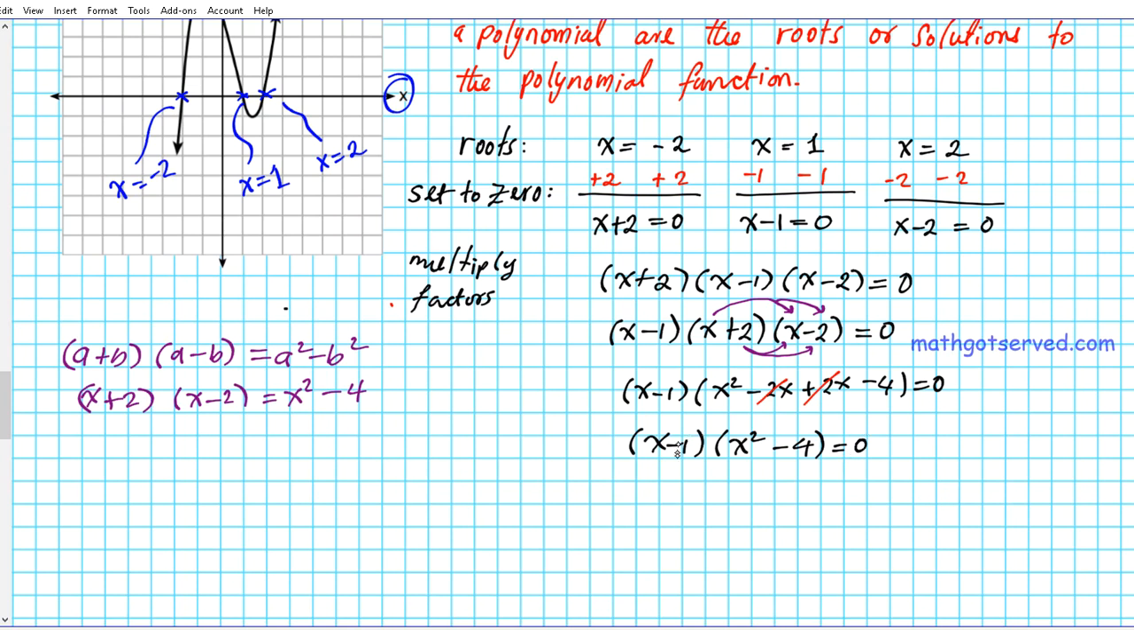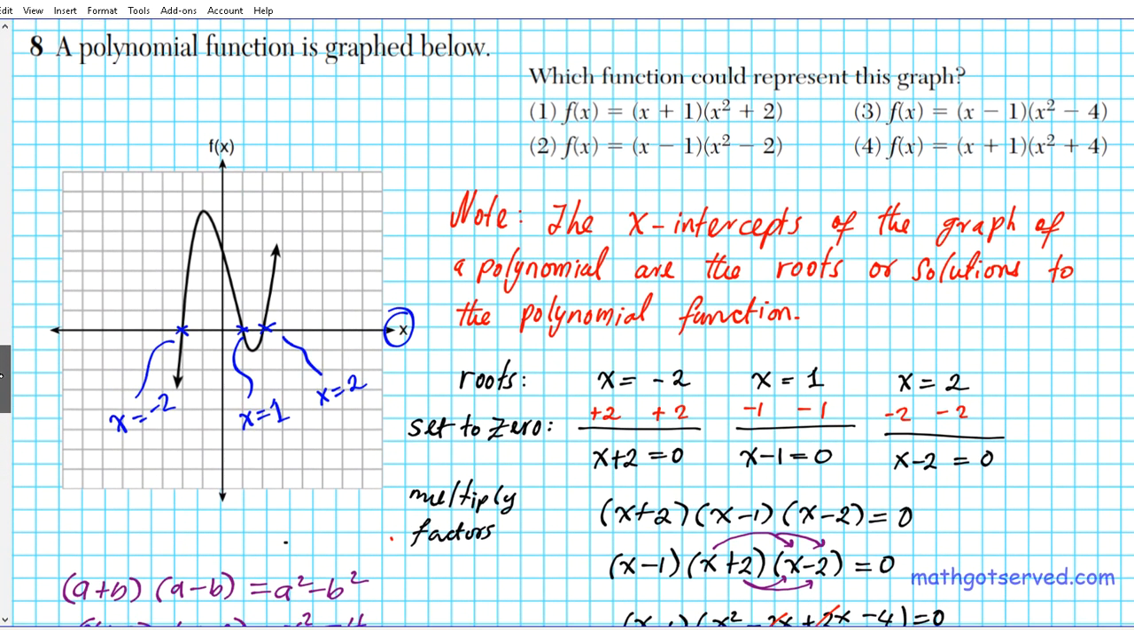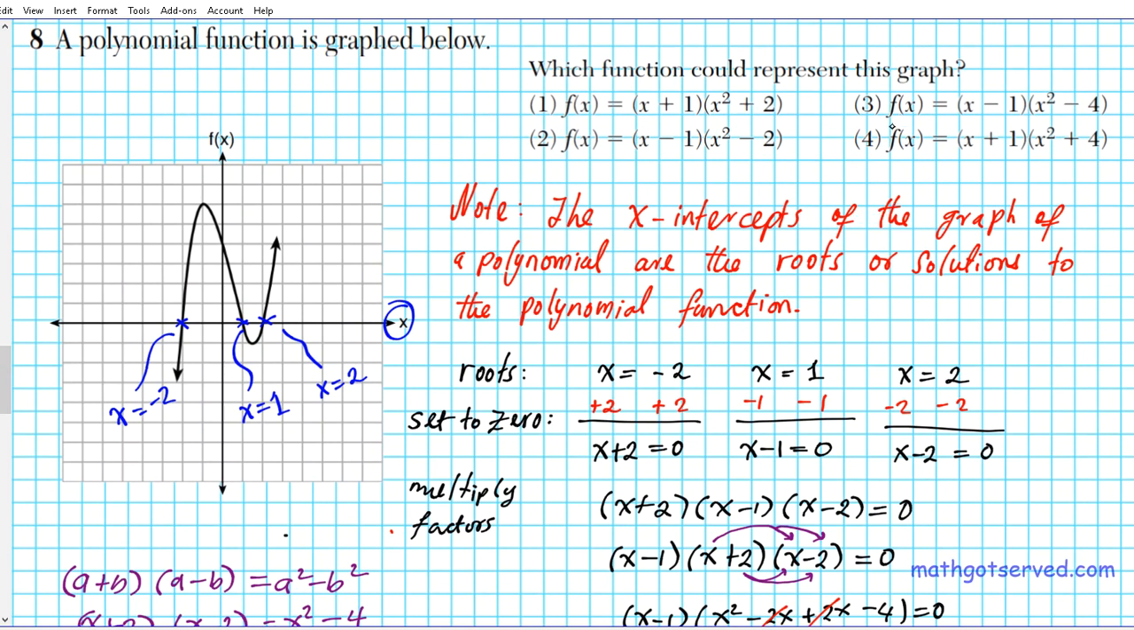Alright, so this is the related polynomial equation. The function is f of x equals x minus 1 times x squared minus 4. The answer to problem 8 is option number 3. So this is the function that when graphed will generate this result right here.